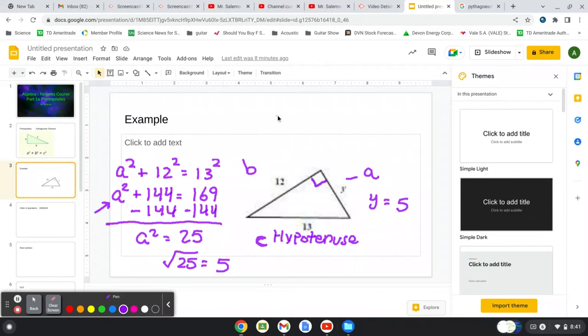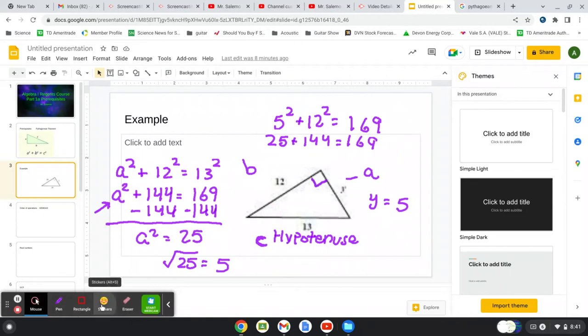Right? And if you want to double check, we have 5 squared plus 12 squared should equal 169. And we have 25 plus 144 equals 169. So we have a check. Yes. Let's put a sticker if we can find a sticker. Why not? We'll put a thumbs up right there.